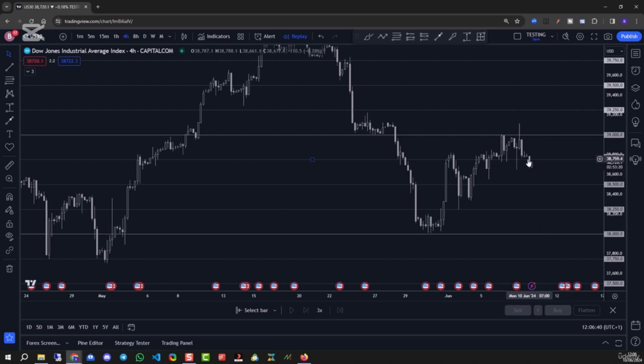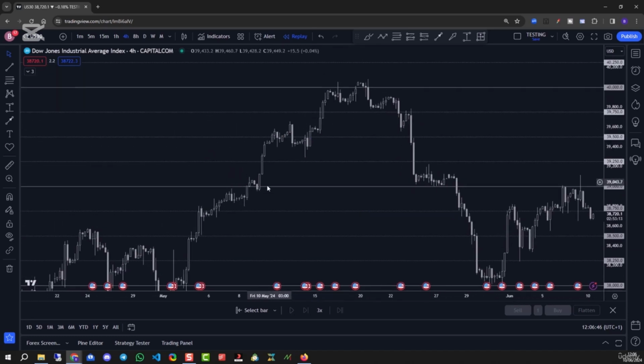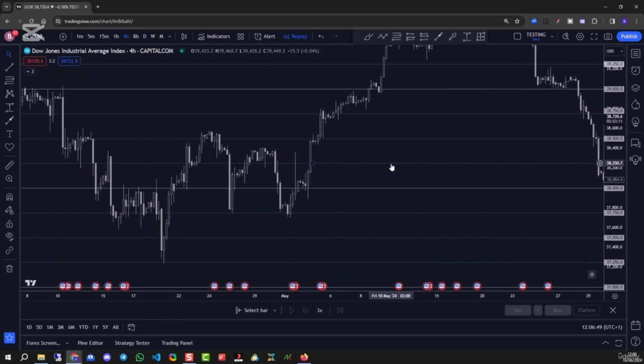Again, if you just follow each line with your eye, you'll immediately see there are reactions all over the place at these levels that I've just made up. I've just plucked them out of thin air, and yet the market is actually reacting to them.